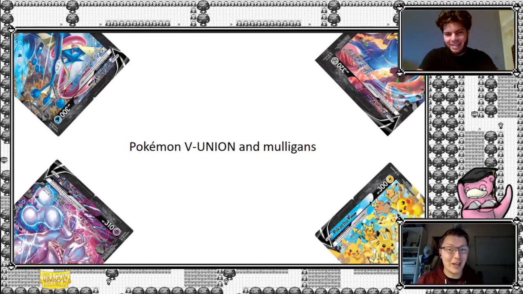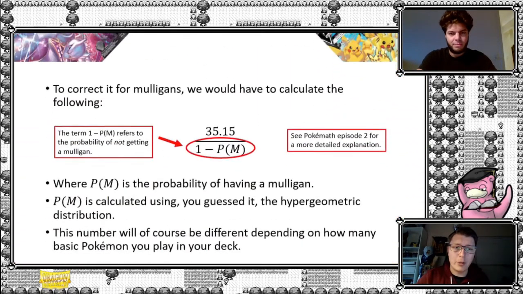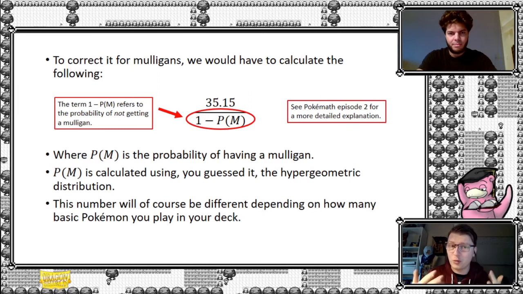It is indeed true. So as we're going to explain this episode, we're going to look into this V-UNION and mulligans. As you can see up here on the slide, we're going to talk about this V-UNION math, and more specifically, mulligans. First, let me tell you what actually happened in the previous episode for those who haven't watched it yet or are a little rusty on it.